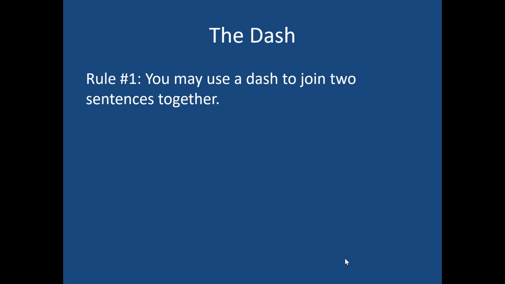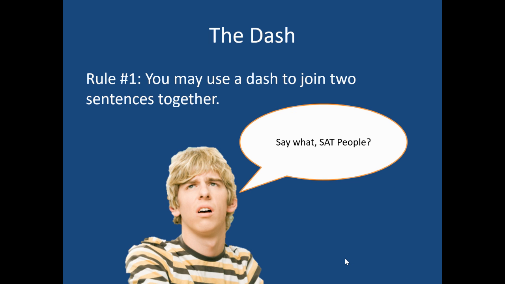Back in 2016, when the SAT was rewritten, they started asking questions about the dash, and they use it in ways that are sometimes a little bit puzzling. So you may use the dash to join 2 sentences together. When I saw this first on the SAT, I thought, seriously? Where did that rule come from? I looked everywhere for it. I can't find it anywhere. Not in a single grammar book can I see that you can use a dash to join 2 sentences together. But the SAT says they're allowing it, so let's learn it.